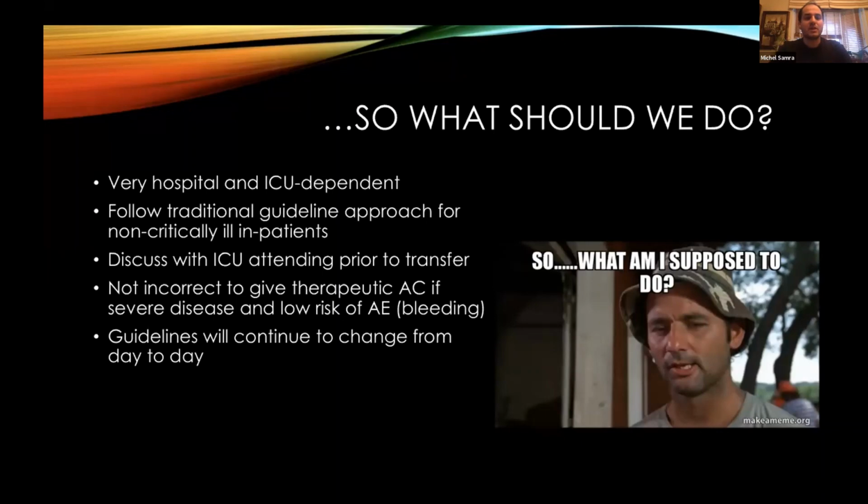The important thing to know is that in general, you follow the traditional guidelines for all patients unless they're critically ill. And then if they're critically ill, you discuss with the ICU attending and you see what they prefer. The other important thing to know is that if you decide to put a patient on therapeutic anticoagulation, if they have severe disease, it's not incorrect so long as they have a low risk of adverse events, namely bleeding. So if you decide to do that and they change it afterwards, that's okay. And the guidelines are going to continue to change.